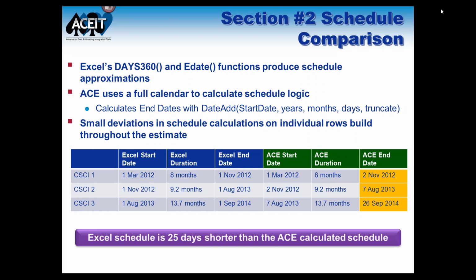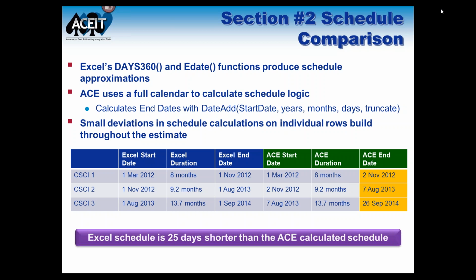ACE actually has a full calendar in it, so when you calculate schedule logic, and I've got an example of the equation that we use here, the date add function, you actually get a calendar result. And if you look at just a small section of my work breakdown structure, these 3 rows are from the software development section of the estimate. I've got 3 different CSCIs that I'm looking at, and the schedule happens over a period of 30 months. When you look at calculating with Excel using the days 360 and eDate versus the calculation in ACE using the date add, I end up with the Excel schedule being 25 days shorter than the ACE section.